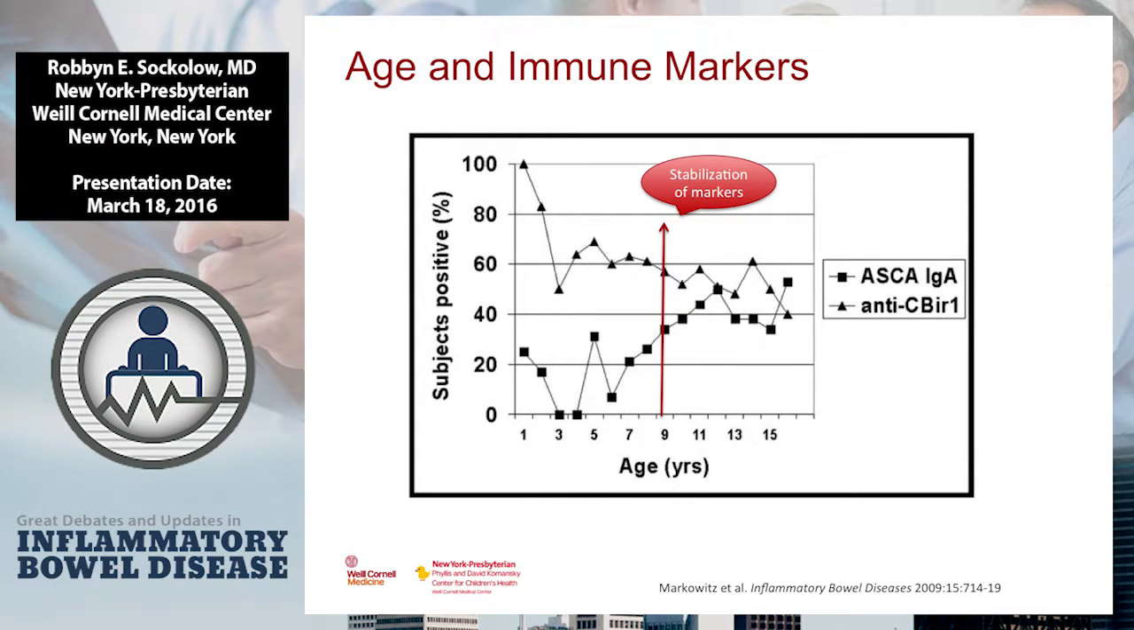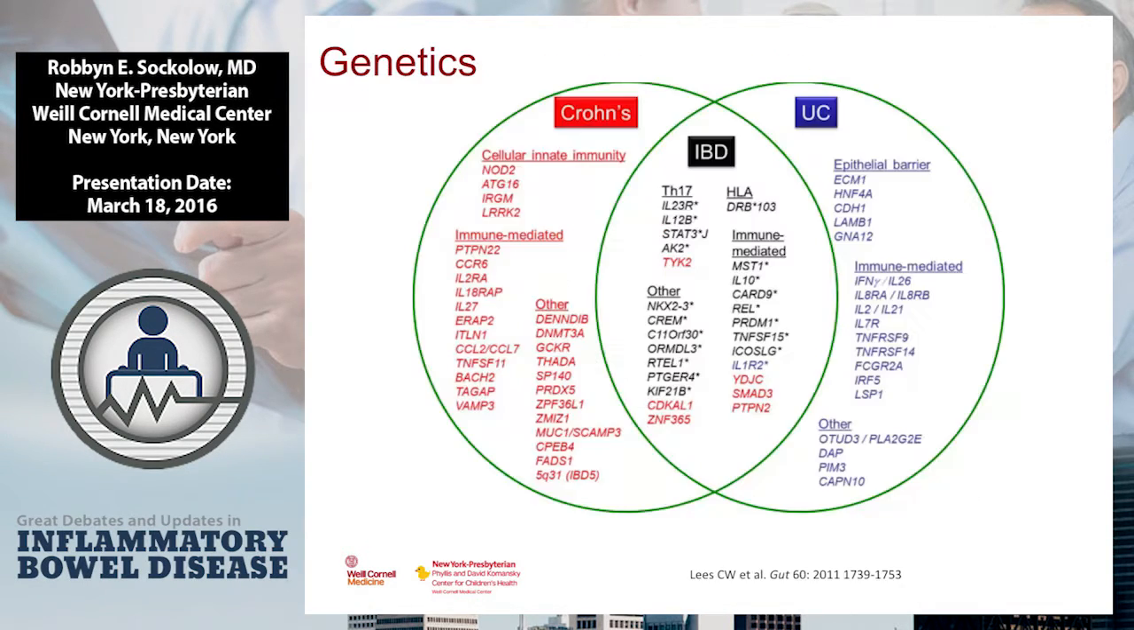And looking again at the stabilization of these markers, if you look at the presentation, the younger patients tend to have more of a CBir1 antibody positive marker versus those after the age of about 9 or so that may have some stabilization, showing that ASCA tends to characterize their disease.